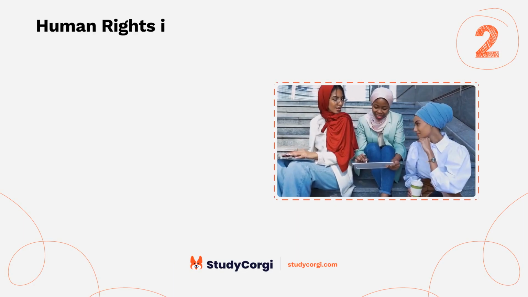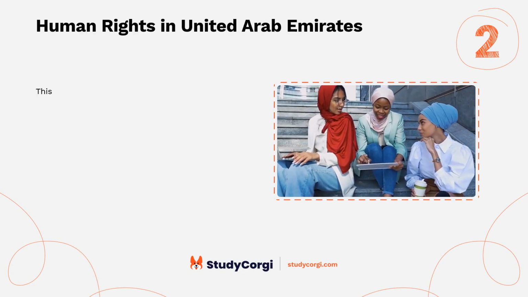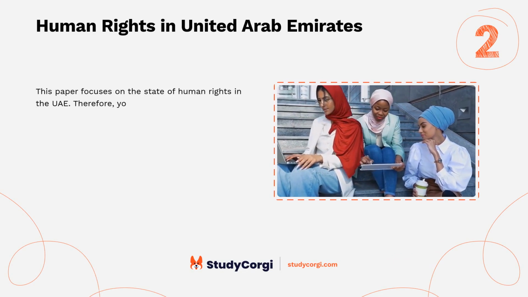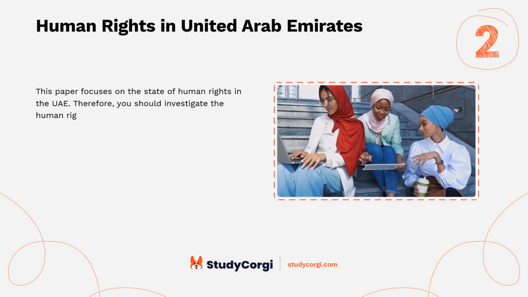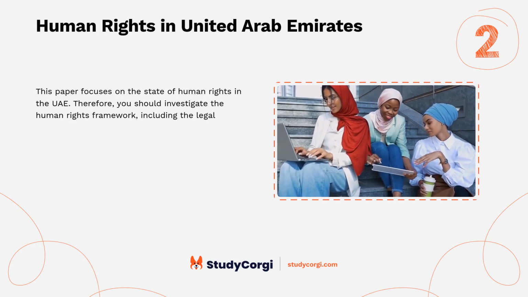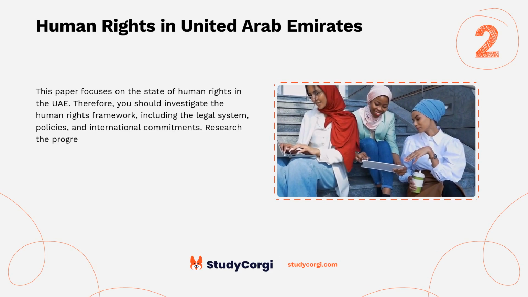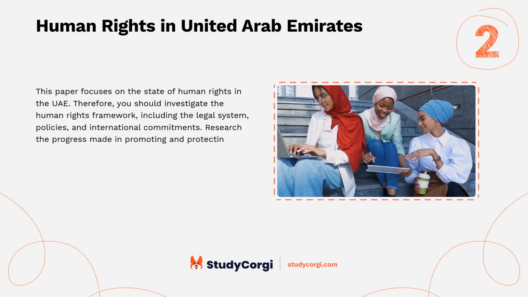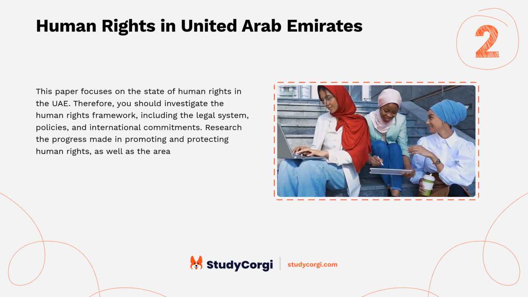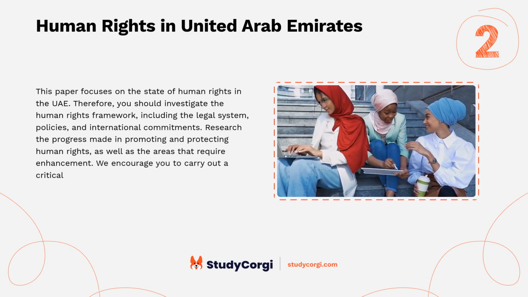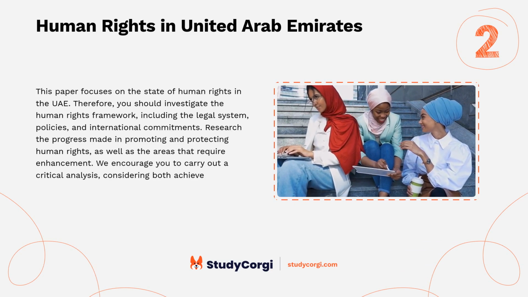Human rights in United Arab Emirates. This paper focuses on the state of human rights in the UAE. Therefore, you should investigate the human rights framework, including the legal system, policies, and international commitments. Research the progress made in promoting and protecting human rights, as well as the areas that require enhancement. We encourage you to carry out a critical analysis, considering both achievements and challenges.